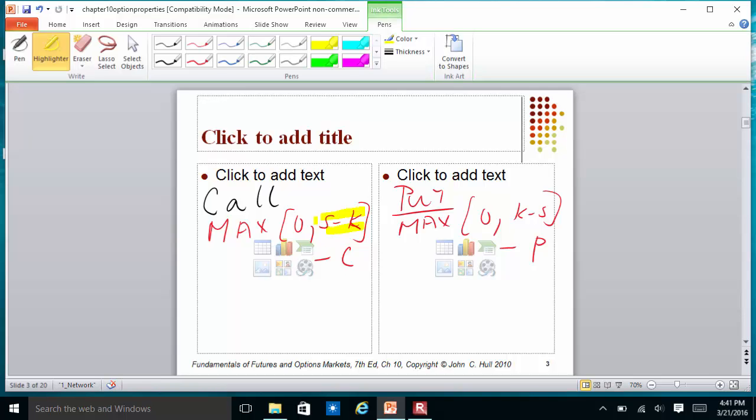Now what about the put option? That is given by the maximum of 0 and the strike price minus the stock price. So here we have the difference between the strike price and the stock price minus the put premium. I think it's very important to make sure you are comfortable with these two formulas, what you get when you exercise a call and what you get when you exercise a put, and that is perhaps the central deciding factor in later chapters.